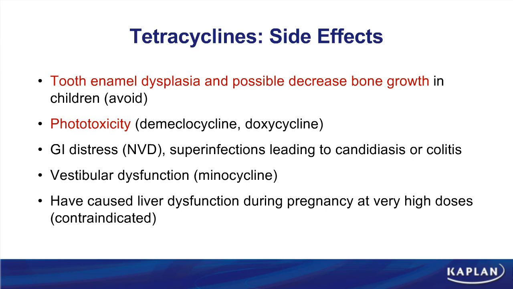The side effect of tooth enamel dysplasia and also of possible decreased bone growth are real problems, especially in children. The question might describe discoloration of the teeth, and certainly the reason why you want to avoid tetracyclines in young kids is effects on bone growth. These drugs are classically phototoxic, so watch out for a question on that rash on the forearms, perhaps on the back of the neck. Like most antibiotics, these drugs can cause GI upset.